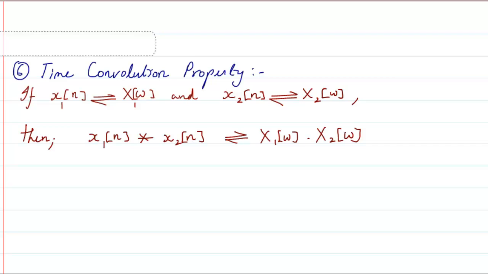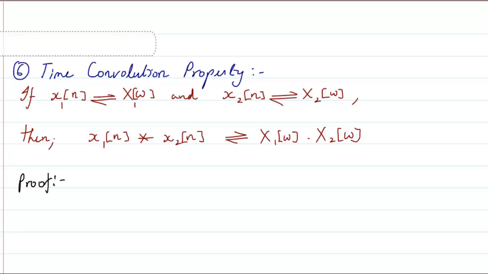The time convolution property basically states that if you are having function x1 of n whose Fourier transform is x1 of omega, and another function x2 of n whose discrete time Fourier transform is x2 of omega, then convolution of these two functions will give us a new function, and the Fourier transform of that new function can be found out by basically multiplying the Fourier transform of the two functions. So basically convolution in one domain will lead to multiplication in the other domain. This we have always seen with these kinds of properties in other transforms also.